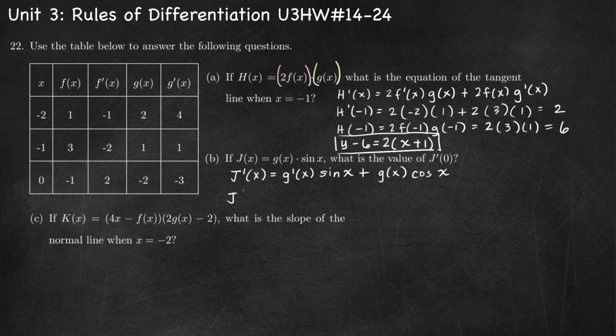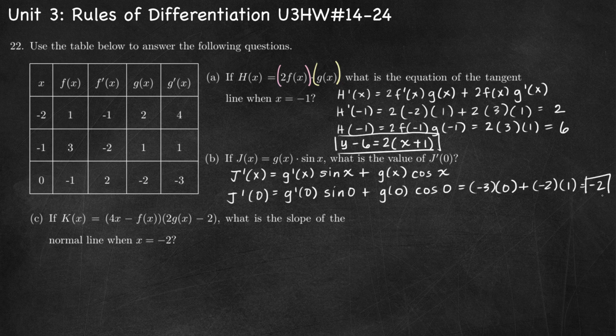Now we want j prime of 0, so I'm going to substitute 0 in for the x. So g prime of 0 times the sine of 0 plus g of 0 times the cosine of 0. G prime of 0 is negative 3. So negative 3 times the sine of 0 is 0, plus g of 0 is negative 2, times the cosine of 0, which is 1. So this is just equal to negative 2.